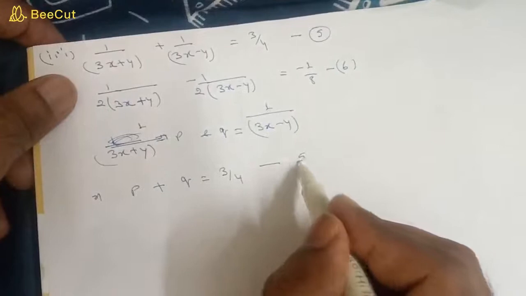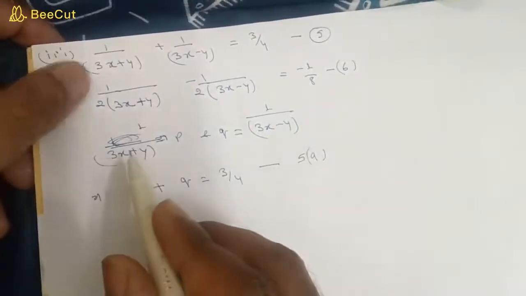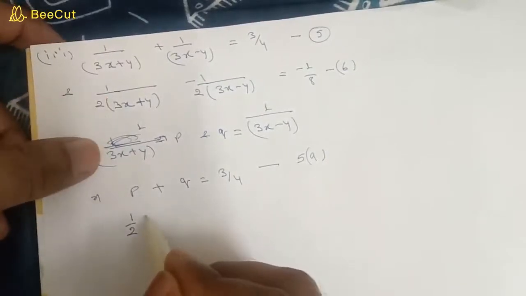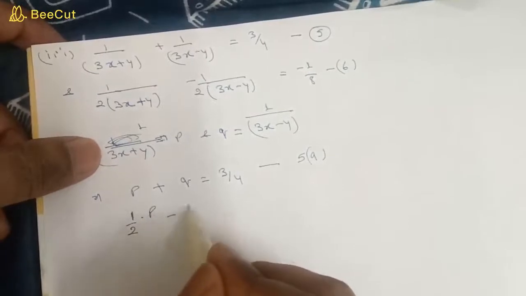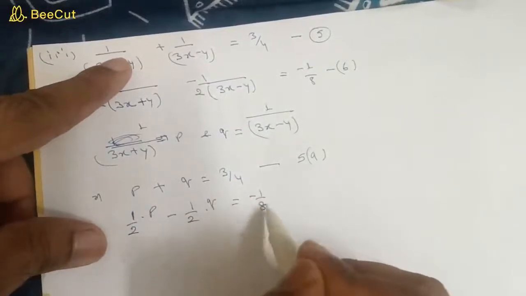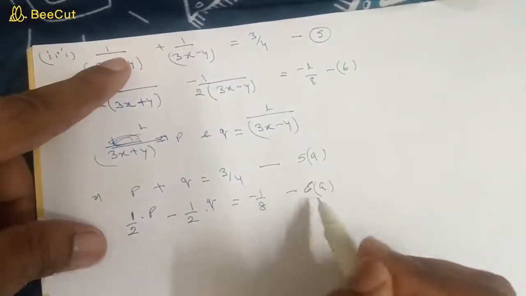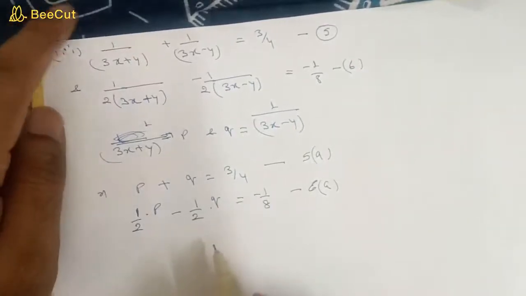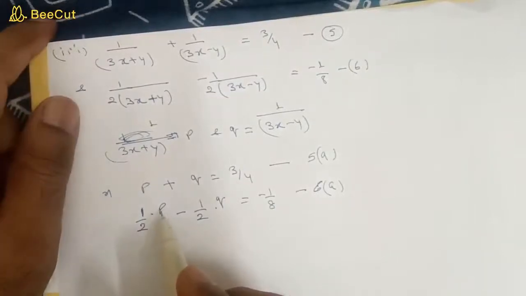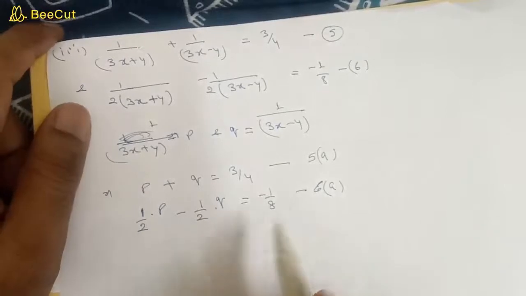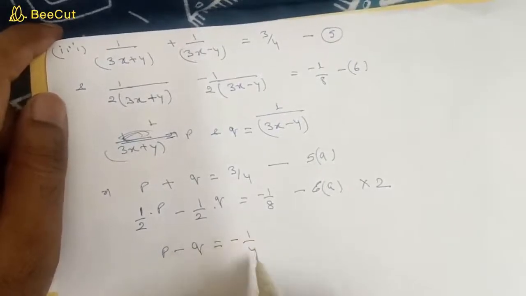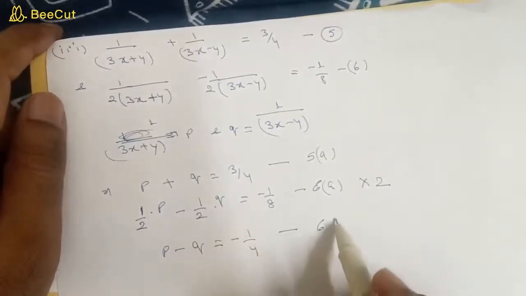This is equation 5a, and 1 by 2 into 1 by 3x plus y is p. So 1 by 2 into p minus 1 by 2 into 1 by 3x minus y is q. Q is equal to minus 1 by 8. This is 6a. From here we can multiply this equation by 2 so that we can get whole numbers for p and q. So if we multiply equation 6 by 2, we will get p minus q is equal to minus 1 by 4. This is equation 6b, suppose.